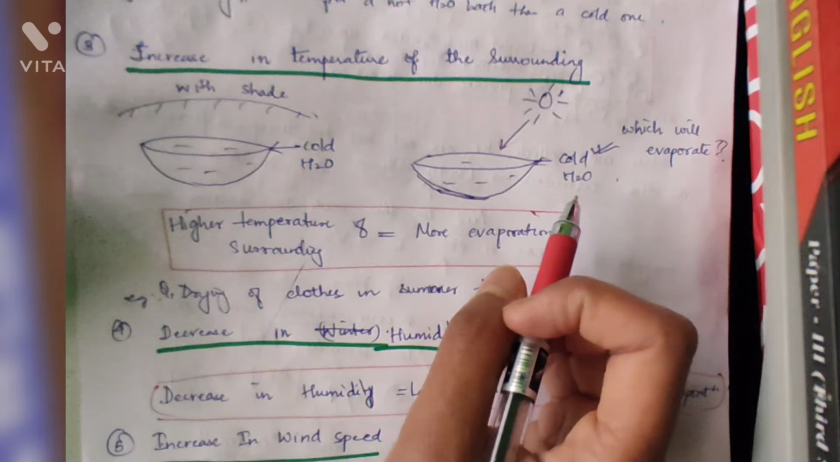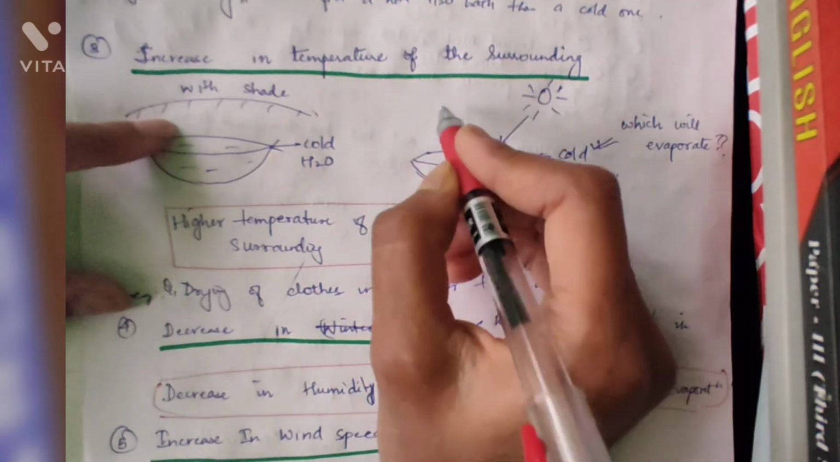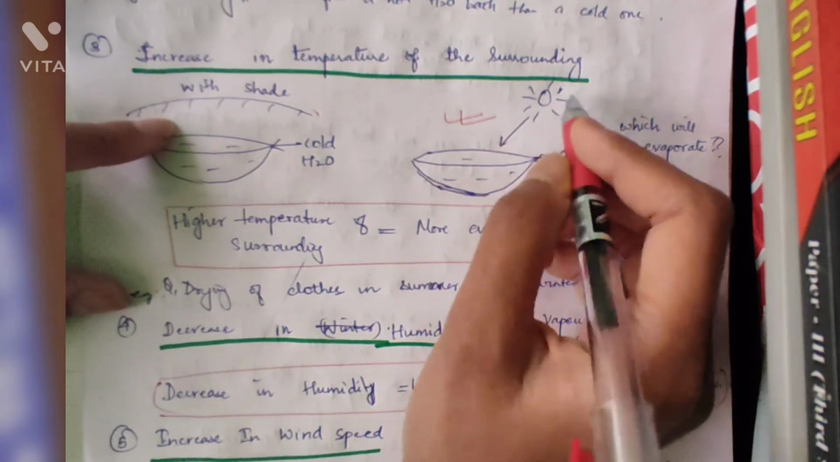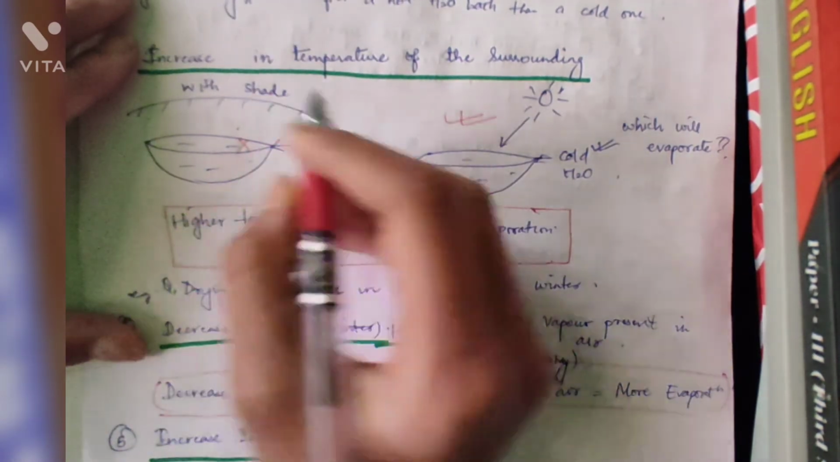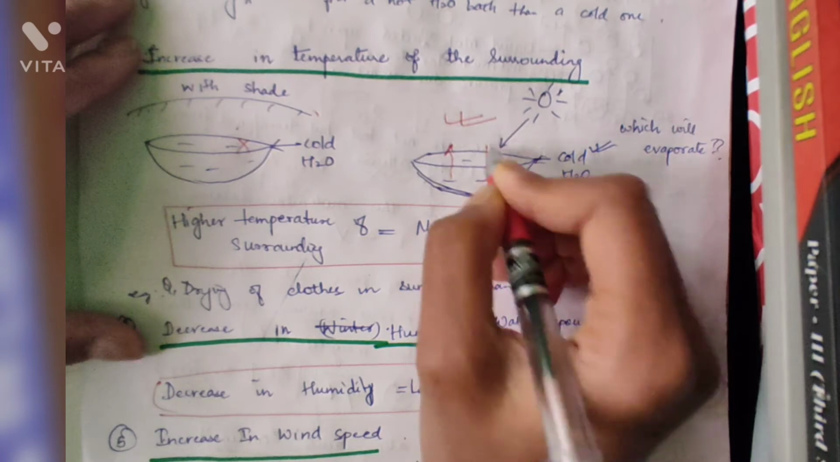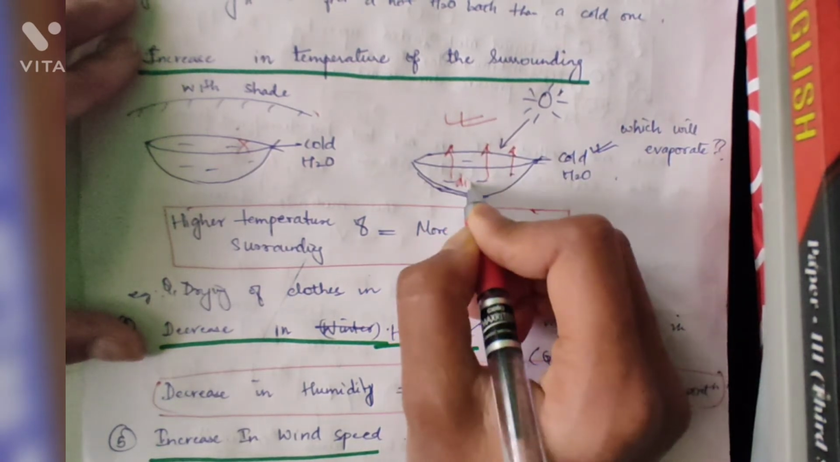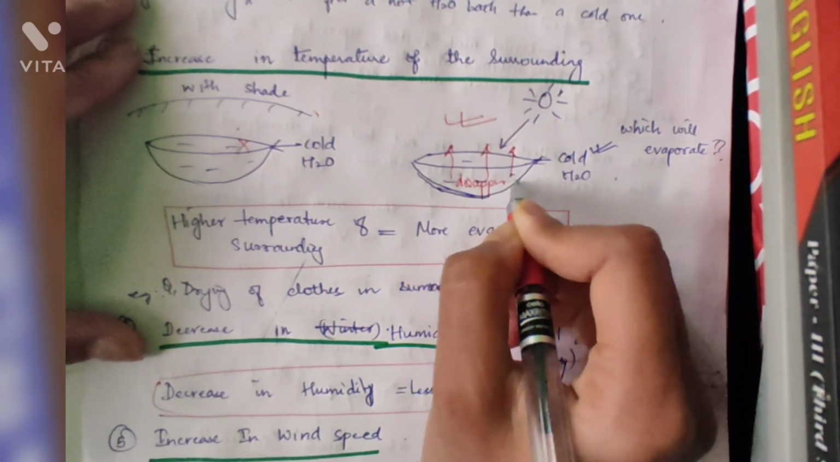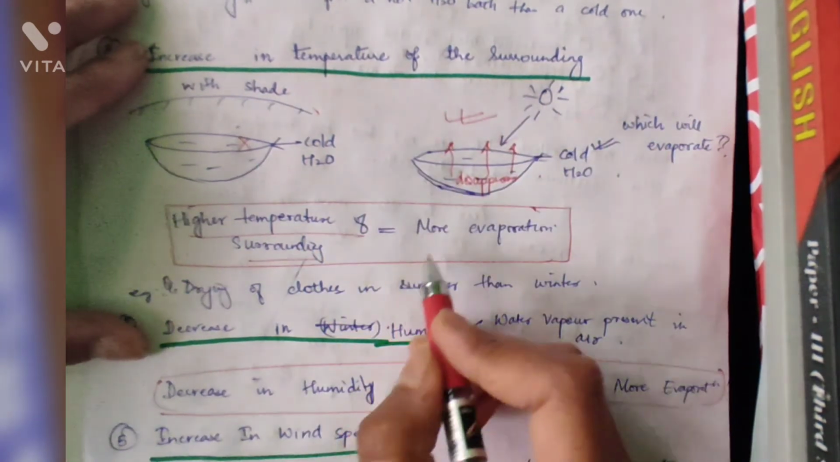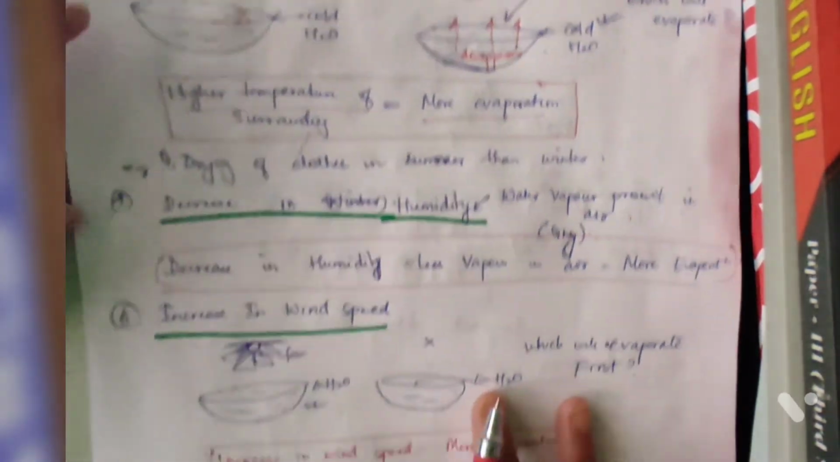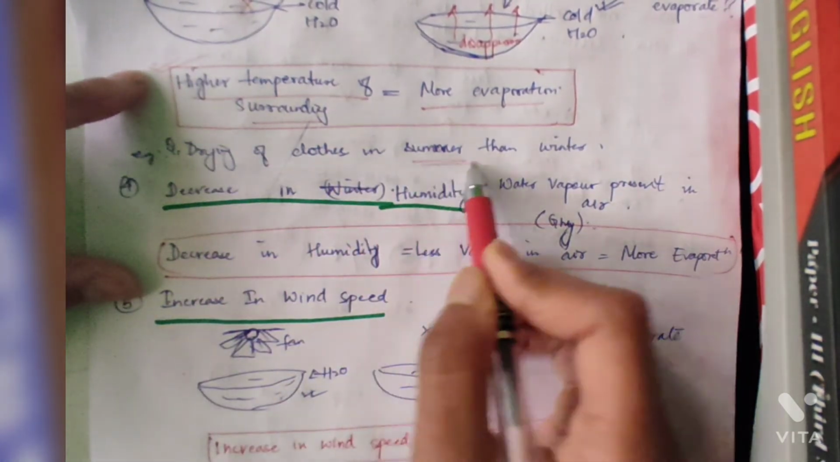So what do you think will evaporate first? Obviously, this one which is in front of the sun. This one is in the shade, so nothing will happen. No evaporation here. However, this one will have evaporation and the water will disappear. Okay, this proves that the higher the temperature of the surrounding, the higher the evaporation. Okay, an example of this is drying clothes in summer versus winter.